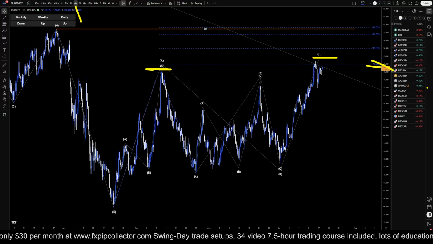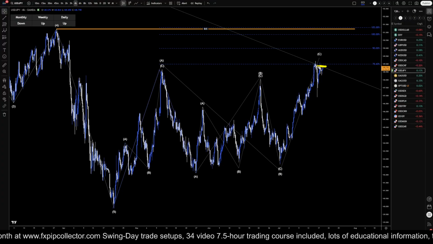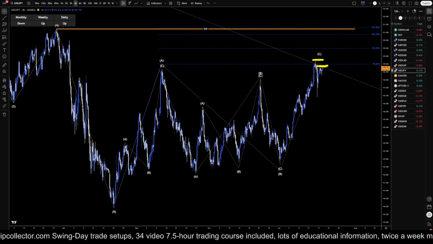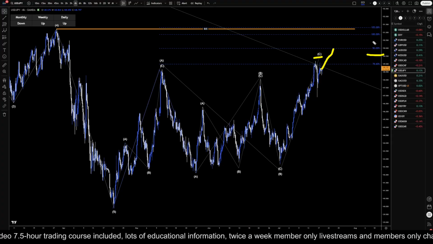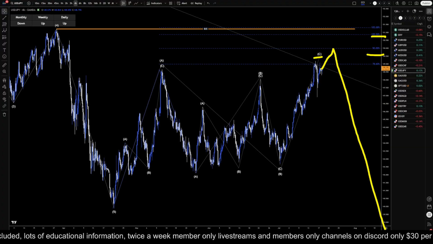But then, unfortunately, we do not have a lower high, which I was hoping this was going to make. We do not have a break of structure yet, so we can't really say for sure the wave C is over. There is definitely still a chance that it pushes up to one of these higher Fibonacci levels before it actually does end the wave C and continue down.